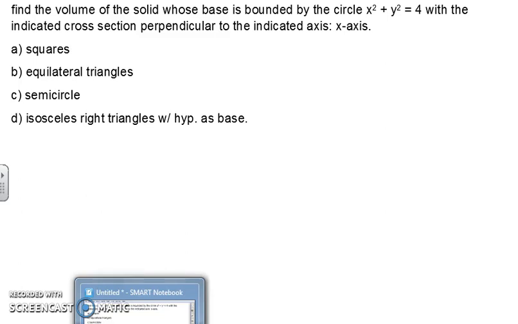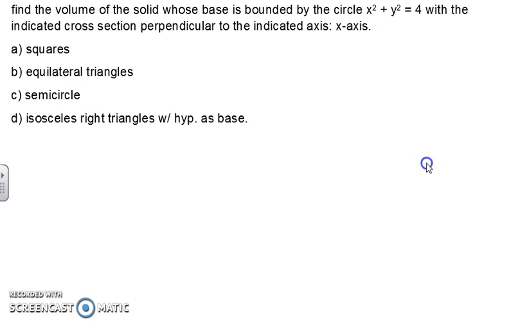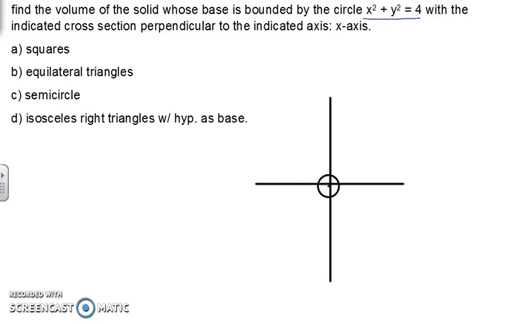All right, folks, let's talk about problem number 2 that you guys wanted to look at in that worksheet. We're finding the volume with known cross-sections whose base is this circle, x squared plus y squared equals 4. So I've got an xy plane with a circle that's going to form my base, where it goes from -2 to +2. Isn't that the radius of the circle?